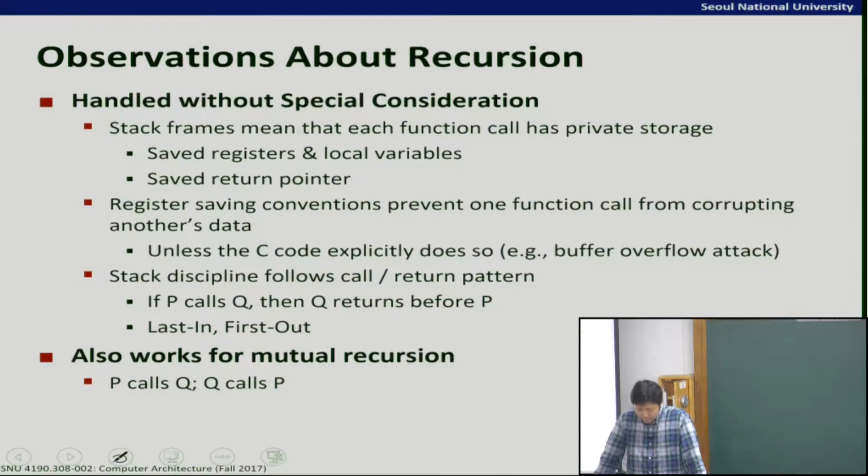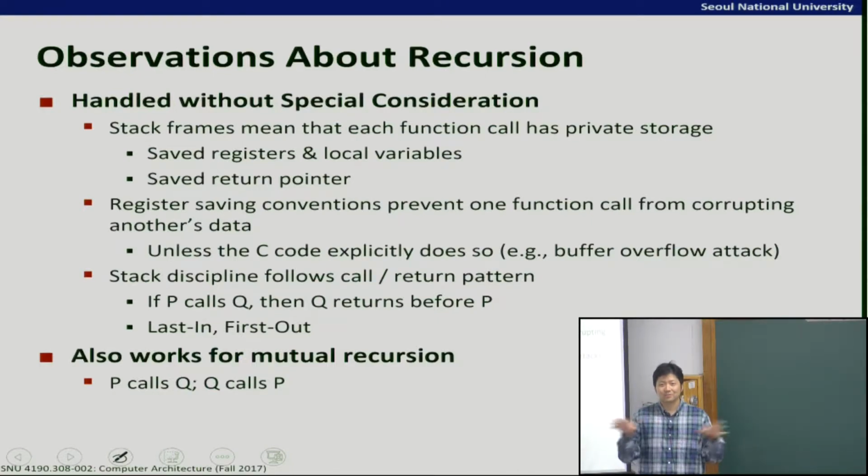Stack frames mean each function call has its own private storage. It saves register values and local variables and return pointers and so on. Thanks to these register saving conventions, these two instances of a function do not step on each other's toes, right? They have separate space so that they do not disturb each other, because each function instance has its own storage.